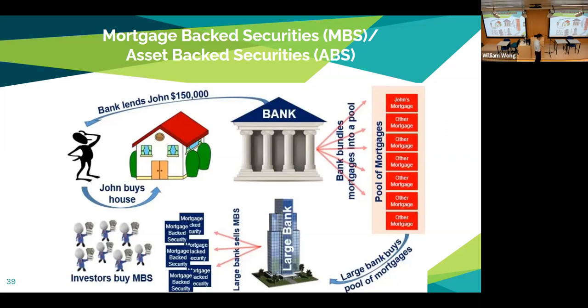HSBC is happy, Goldman Sachs is happy, investor is happy, and John is happy. Everyone is happy, right? Yes. This is actually a very ideal case. This is called asset-backed securities, ABS, or if I change this to asset-backed, that's a more general term. This specific one is called mortgage-backed securities, so MBS.